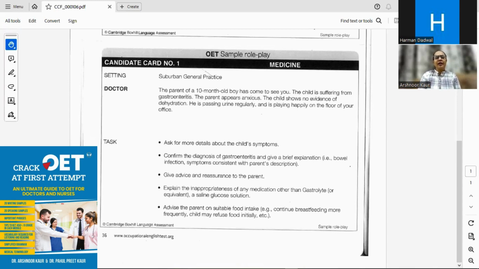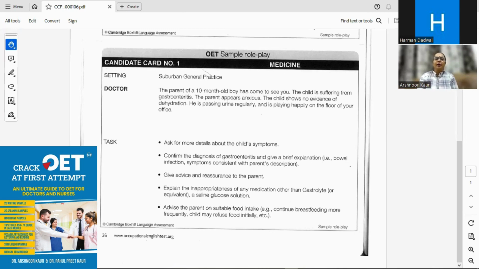Setting is suburban general practice. Now let's start with the task. Doctors, as you have the setting that is suburban general practice, you have the option to start the task by welcoming the patient. Hello, my name is Dr. So-and-so, and I am the doctor in charge in this suburban general practice, or I'm your attending doctor today. How may I help you?